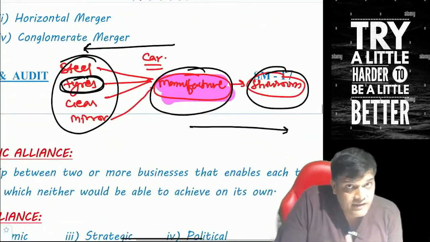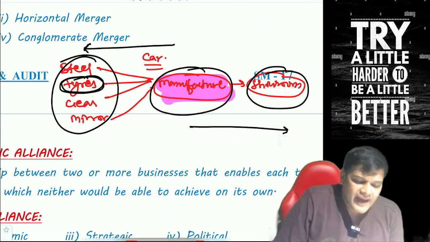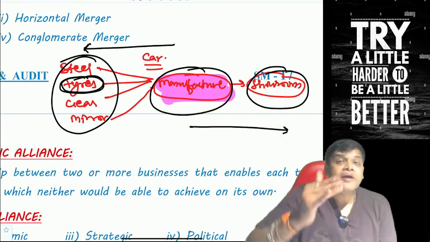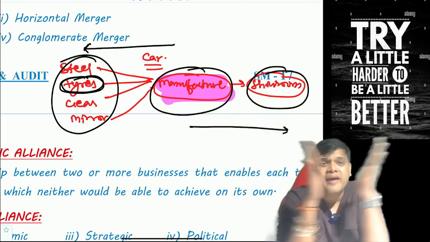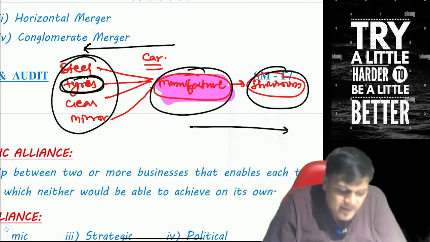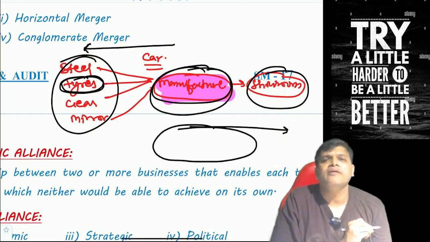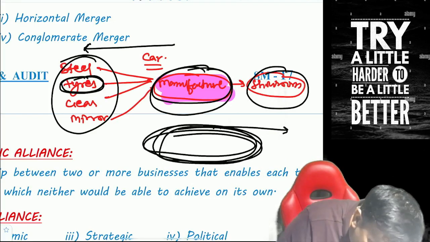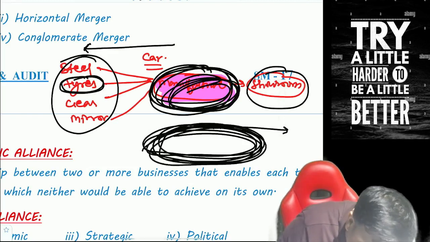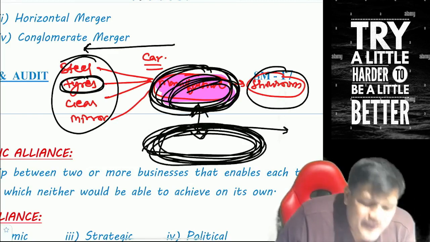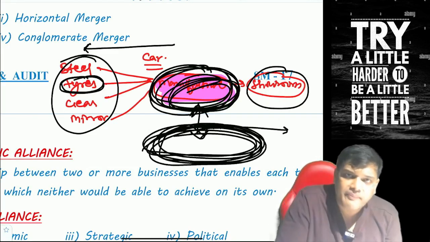Then what is horizontal? If vertical goes like this, what is horizontal? I drew it in a different way, but understand: if everything is the same and I am acquiring or merging with the same kind of business, then it is called horizontal. For example, I am manufacturing cars and I am acquiring another car manufacturing company. Please understand the process: I am acquiring the same process only. This is called horizontal.